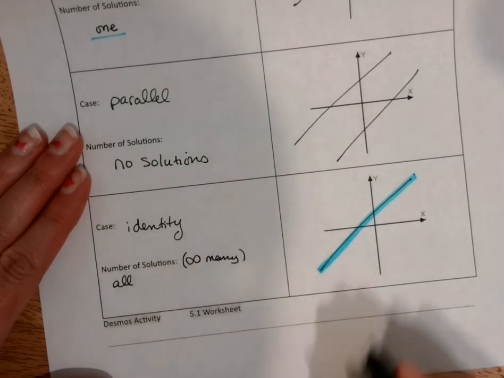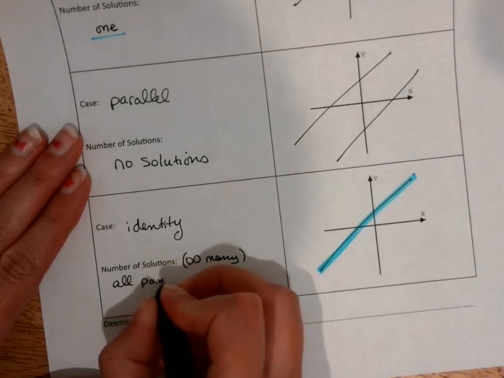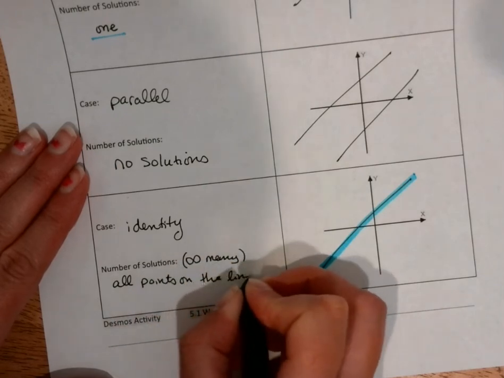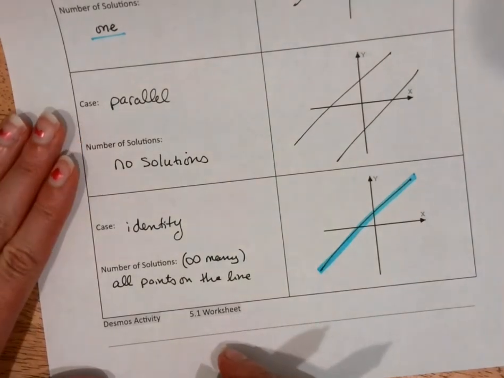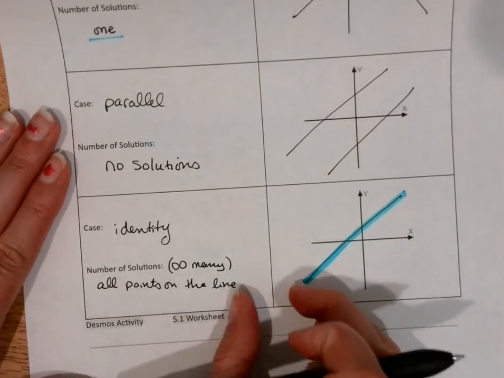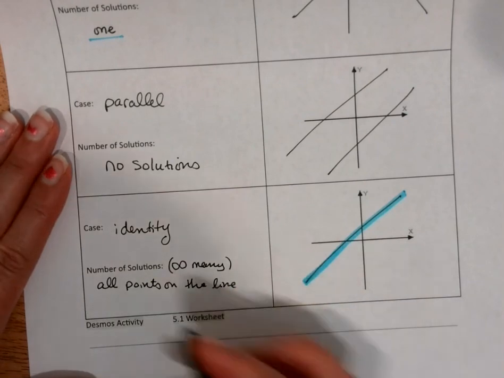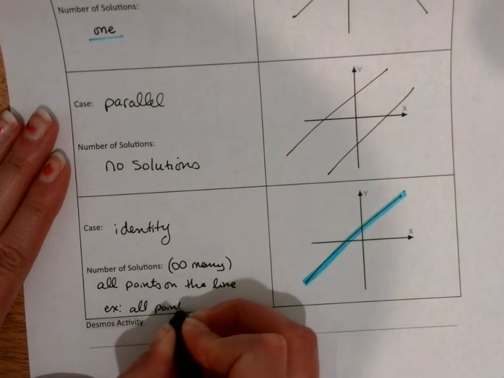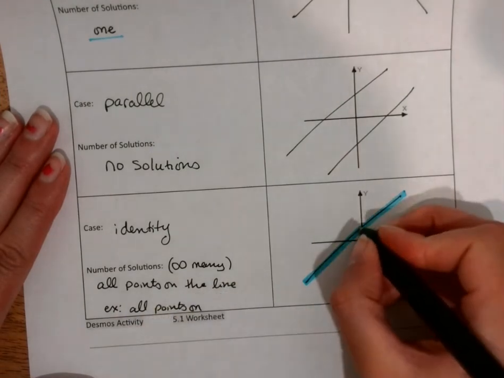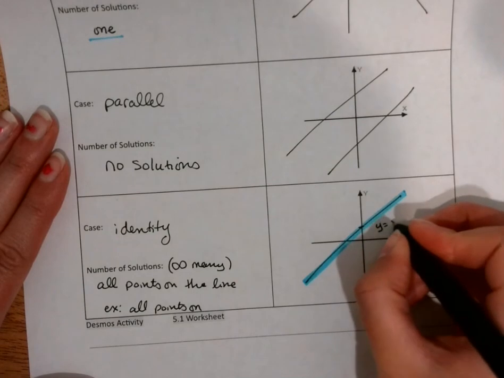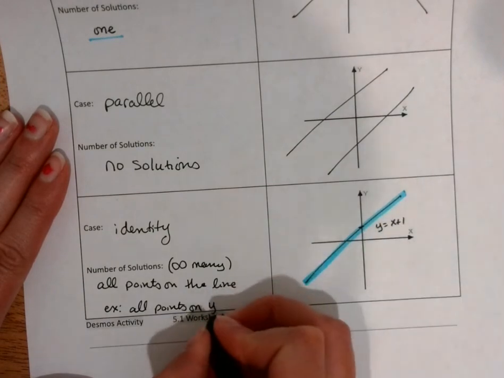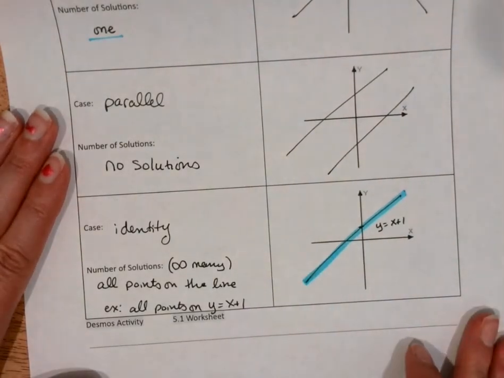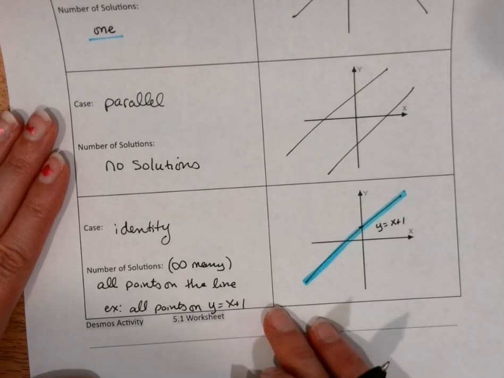But what is the solution? It would be all points on the line. Often you would write, if you knew the equation, you would write all points on the line and then give the y equals form of the equation. So, example, all points on, let's just say that this equation is y equals x plus 1. Looks like about a slope of 1 and an intercept of 1 if we just assume that my scale is like that. So that would be one example of a solution if you had an identity system.